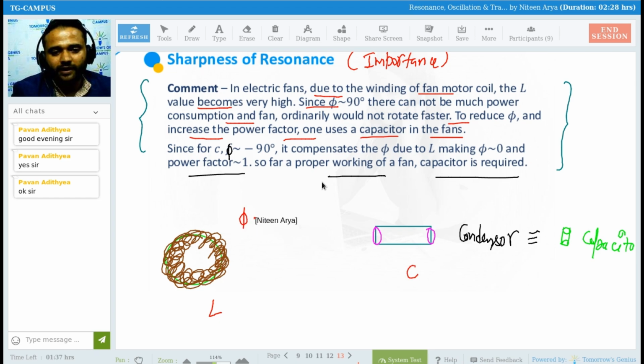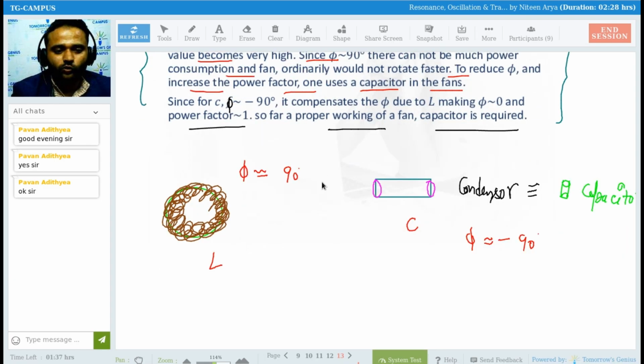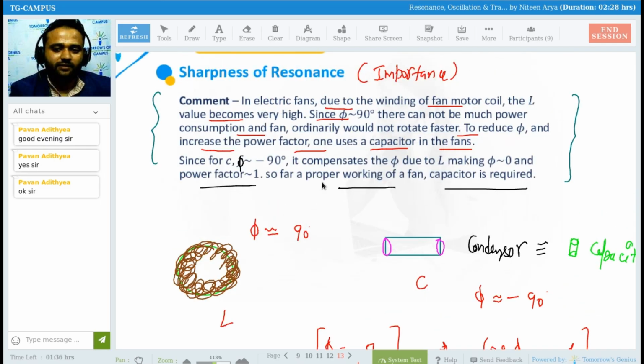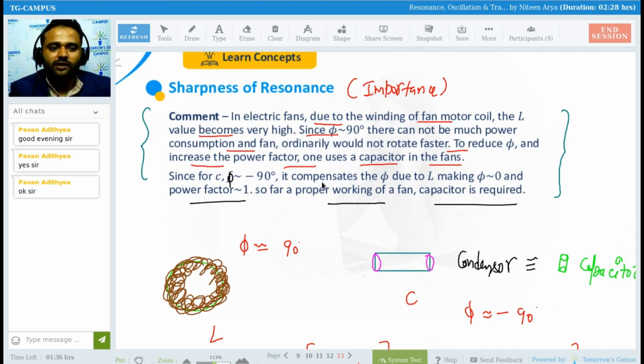So this gives you phi positive 90 degrees ahead. This gives you phi negative 90 degrees. And then adding both, phi gives me 0, and the power factor cos phi is cos 0, which is 1. That is everything happening here. So basically that condenser is not a condenser, it is a capacitor in general. Is this clear, everyone?